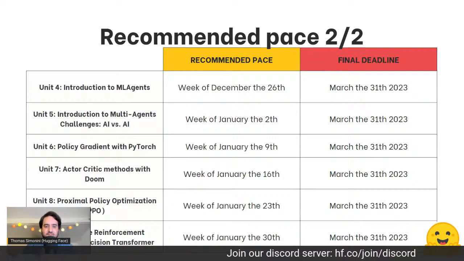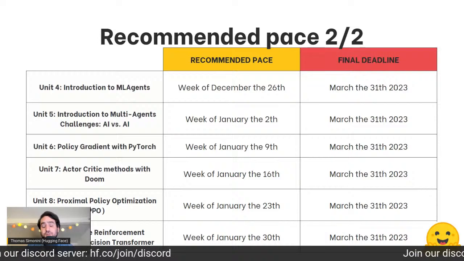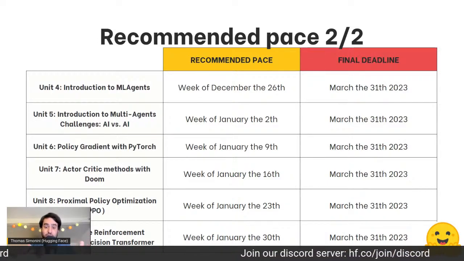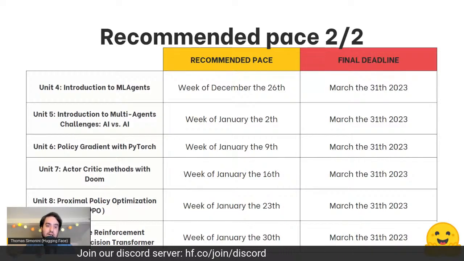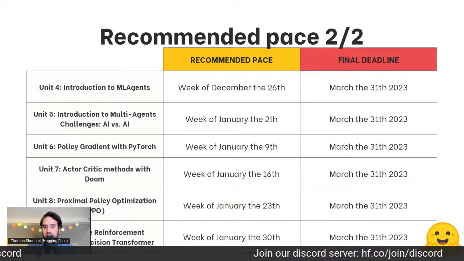And then we will have the most interesting part, I would say. Every part is interesting, but this one, I think, is the most exciting one. It's the introduction to multi-agent. It means how you can have multiple agents that either compete against each other or collaborate. You're going to train your agent in a lot of multi-agent environments that we created. And it's where the challenge AI versus AI will start.